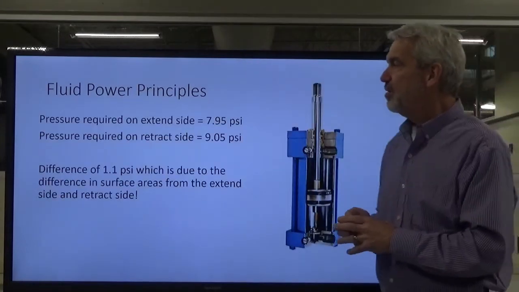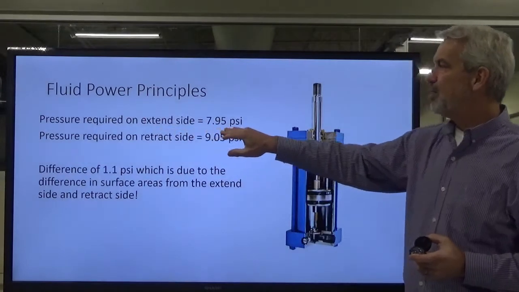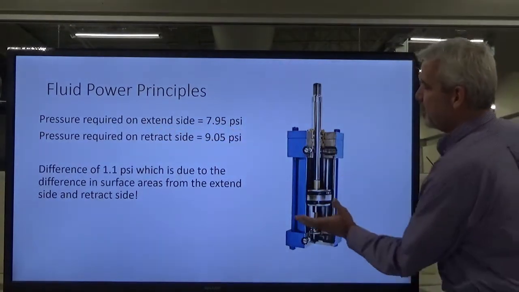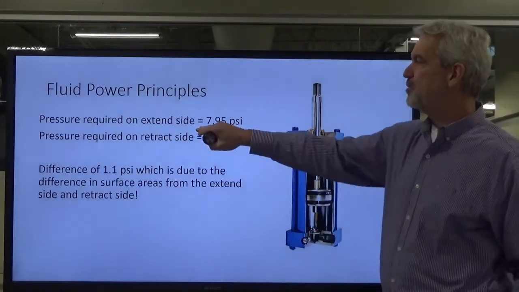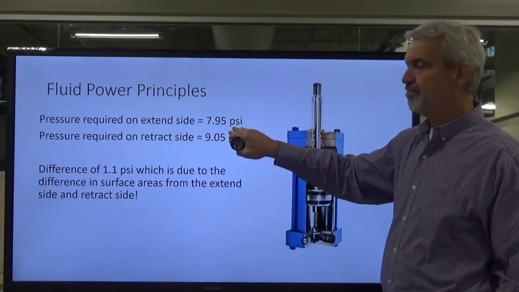Let's summarize this real quick. The pressure required on the extend side to move that 25-pound wedge is going to be 7.95, almost 8 pounds of pressure from our pump.